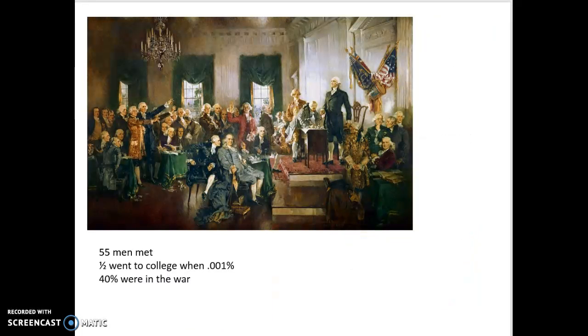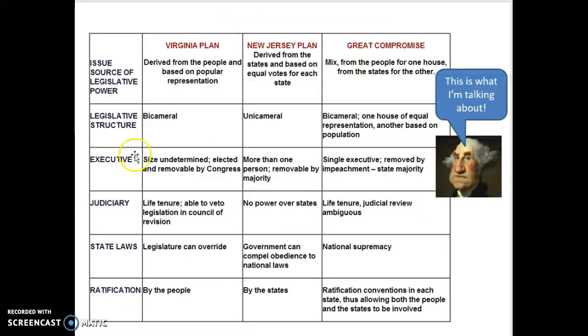In this group of 55 men that met, half had gone to college, which was a staggering number of educated people at that time, because typically very few went to college, and 40% of them had been in the war. The Virginia Plan and the New Jersey Plan on this particular slide will show you exactly the two plans and then the Great Compromise.